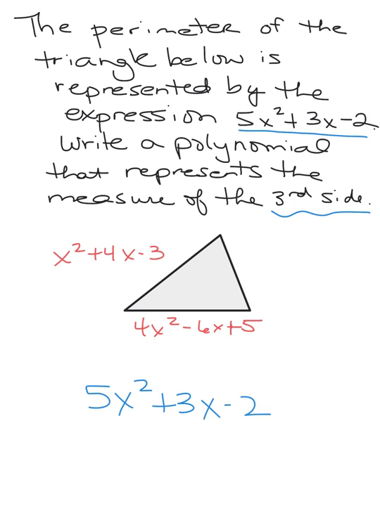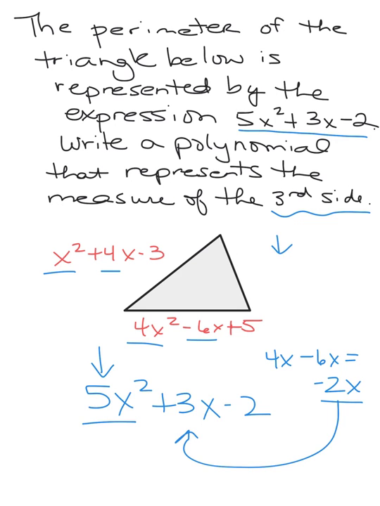Now again, there's a few ways you can do this. I think the easiest thing is just take one term at a time. So if my goal is to add the 3 sides up and get 5x to the second, let's see what I'm missing. I have x to the second plus 4x to the second, which gives me 5x to the second. So that means I'm not going to have a term that has x to the second on my third side. Let's do the same thing with x to the first. So I have 4x and negative 6x. So 4x plus negative 6x gives me negative 2x. What I'm trying to get to is 3x. So what I'm missing there is a 5x. So I'm going to write 5x here because 5x plus negative 2x is going to give me 3x.